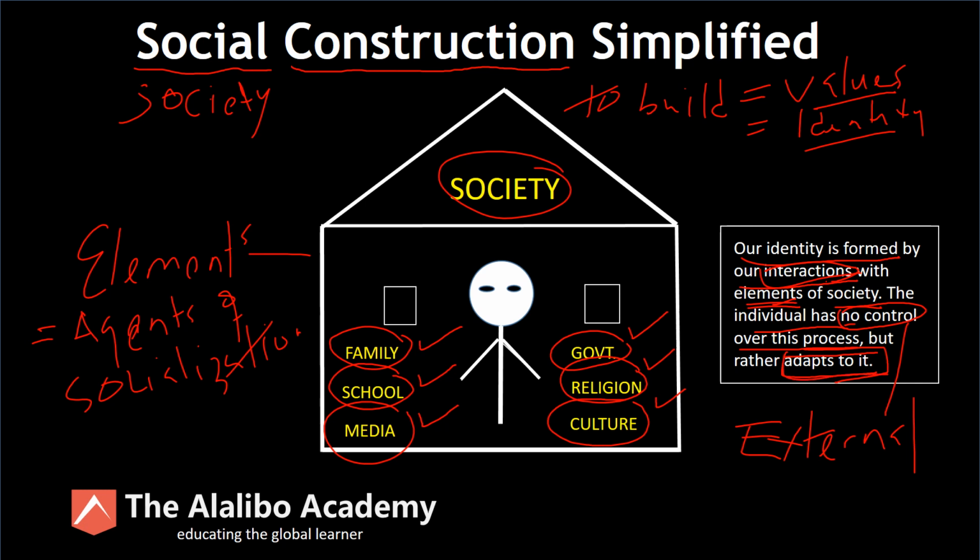And this is how we get our values and identity in society. Because our identities and our values are socially constructed by these elements of society and by what we call agents of socialization. This is social construction simplified.